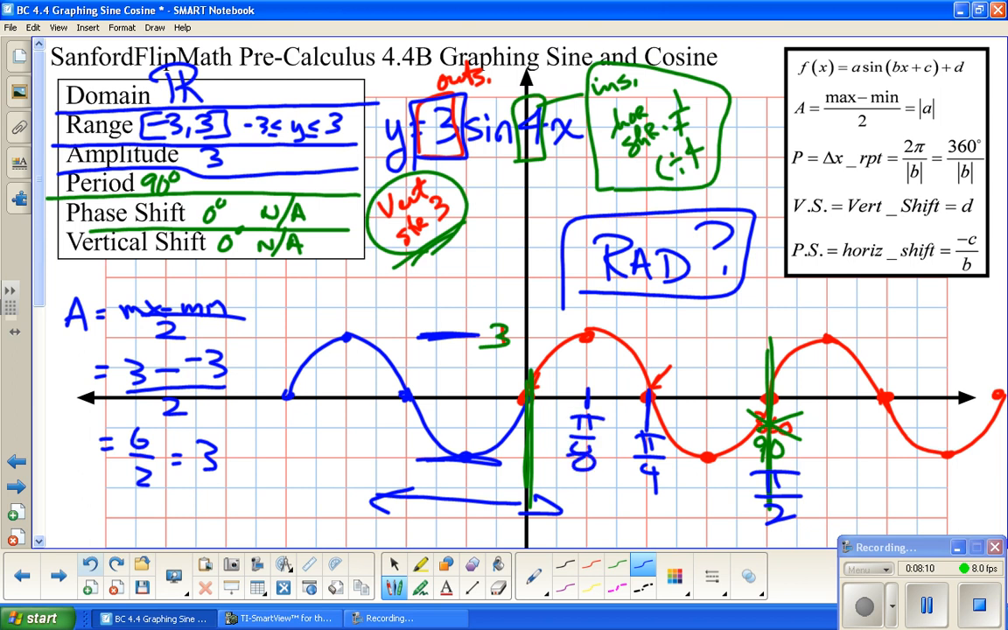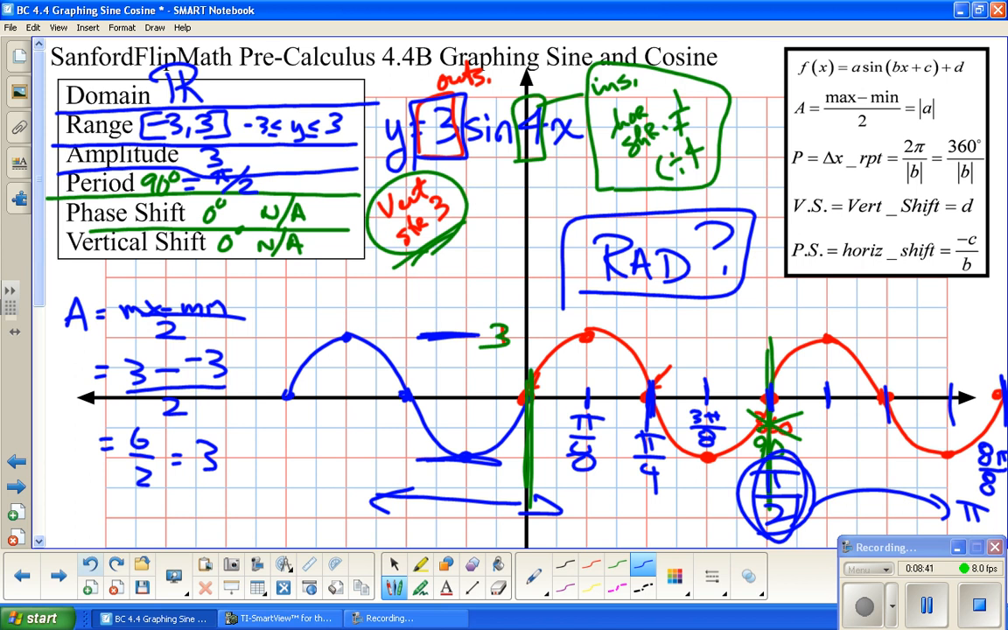So here's pi over 8, 2 pi over 8, 3 pi over 8, 4 pi over 8, also known as pi over 2, 5 pi over 8, 6 pi over 8, 7 pi over 8, 8 pi over 8. Well, 8 pi over 8 is pi. Well, pi over 2 and another pi over 2 is pi. All right, so period in this case could also be listed as pi over 2. Okay, amplitude doesn't change. Amplitude is not affected by what units your angle's in.